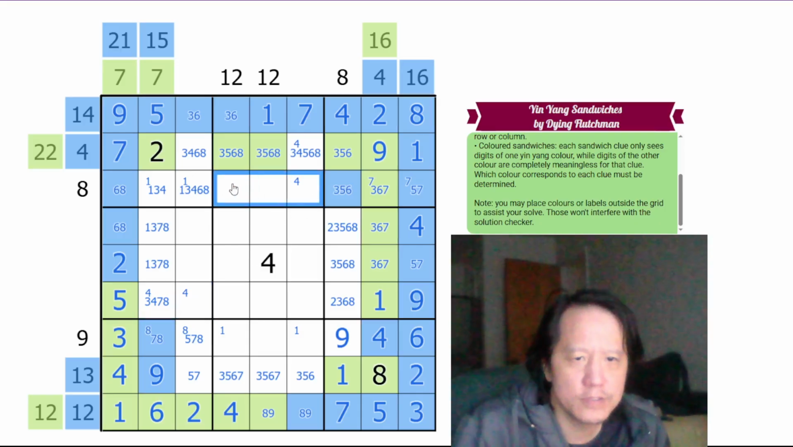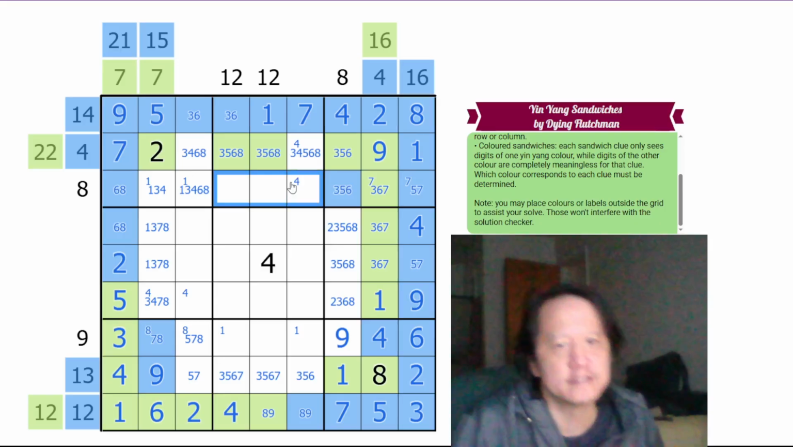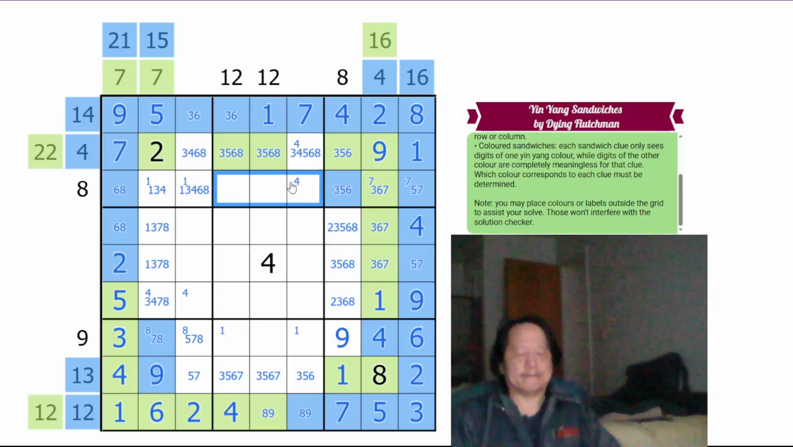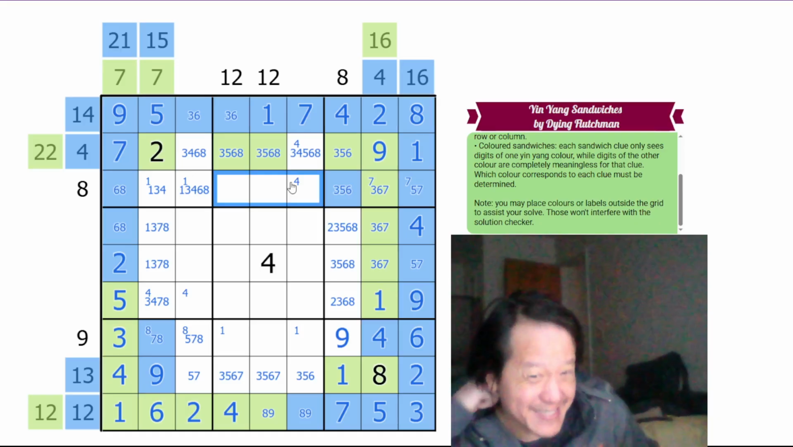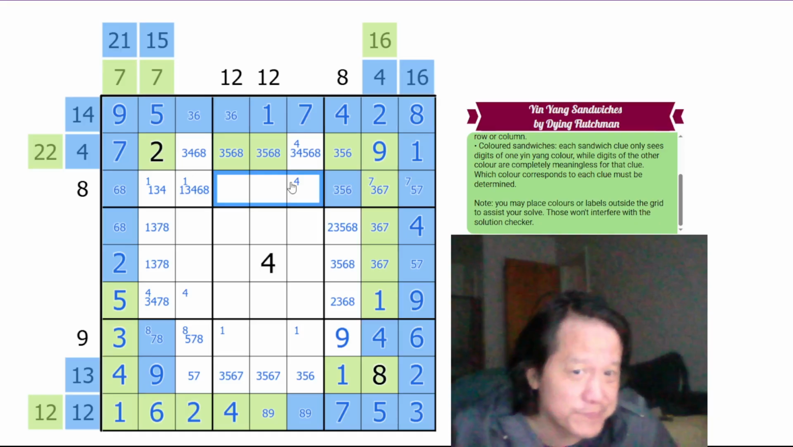We know 2 has to be one of these 3, and 9 has to be one of those 3. Does that help us any? Not particularly.